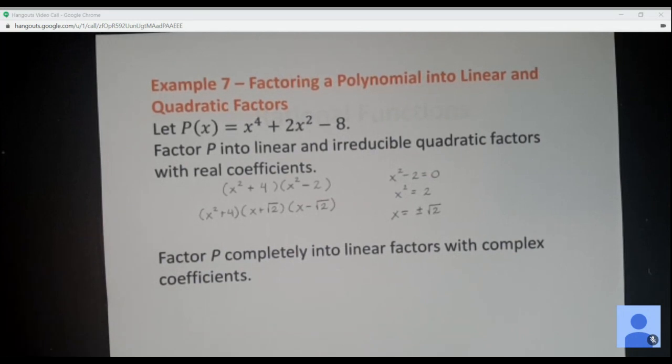Any questions on that part? Okay. Now, if we look at the second part here, we want to completely factor this, and we can include complex numbers this time.